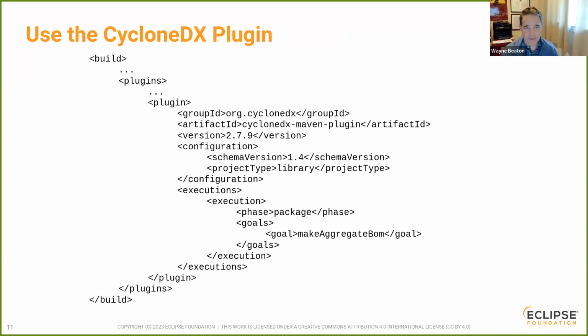So CycloneDX, using it itself, again, I'm still sticking with Maven right now. It's a plugin. It goes into your build plugins. Here, I'm actually expressing more configuration than we need to. The configuration is all default configuration. Basically, adding this to your build means Maven will generate the SBOM for you.